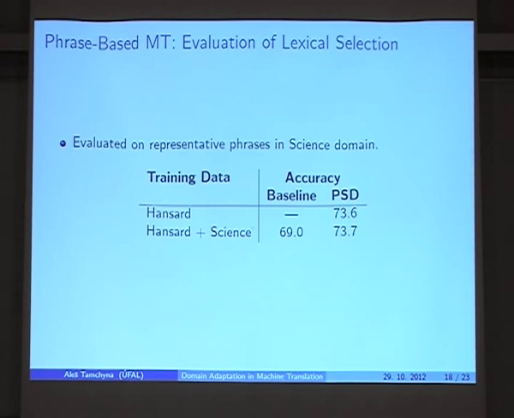Well, what can you do? One nice thing about this table is if you only take Hansard as the training data, this is evaluated on phrases from science. But if you only take the data from Hansard and train PSD on this, you will be able to achieve similar accuracy on the science data as if you trained on both. So this is kind of indirect evidence that PSD might be more resistant to domain shift, might be more robust in this.